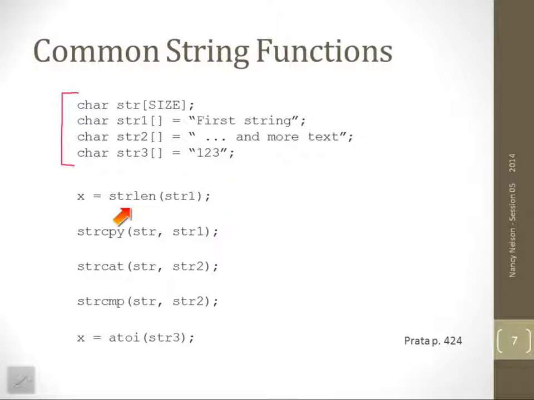The first is string length, and what it does is count how many characters are in the string. Here, the string that we're using is string 1, so we come up to string 1 and we say there's 1, 2, 3, 4, 5 letters in first, 1 for the space makes 6, 7, 8, 9, 10, 11, 12 characters. So string length is going to return 12 and assign that to X. It does not count the string terminator. It counts all the characters except that terminator.